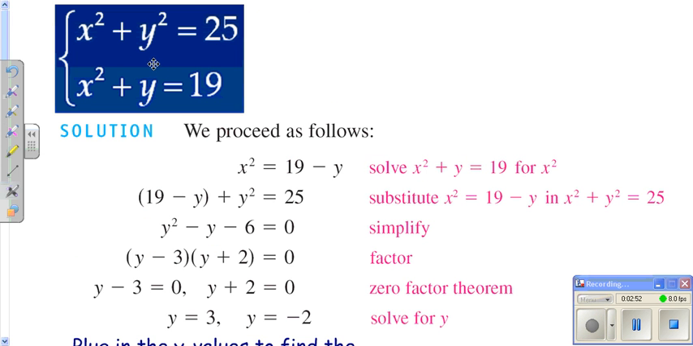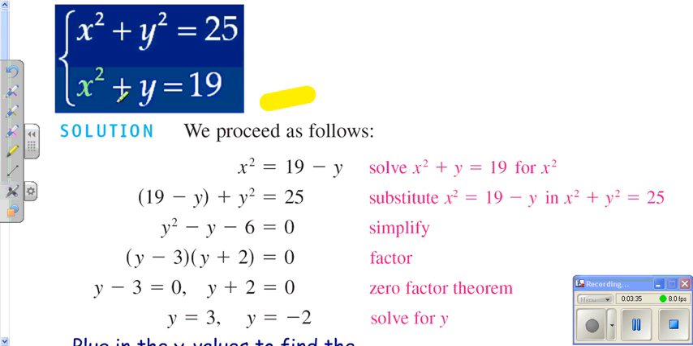So as we take a look here, let's go ahead and take a look at the second equation. Since it's a y to the first, it's going to be easier to solve. So let's solve the second equation for y. Well, if we solve the second equation for y, we get 19 minus x squared. Then if we plug that in up here, we'd have 19 minus x squared, and then we'd have to square the whole thing. Then we'd end up with an x to the fourth power.